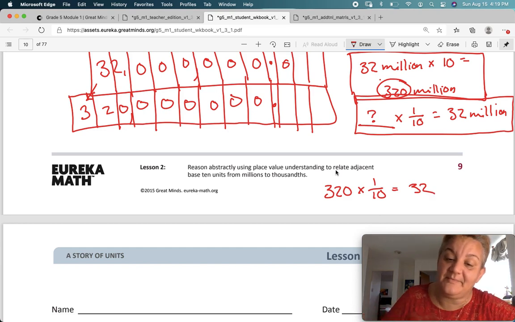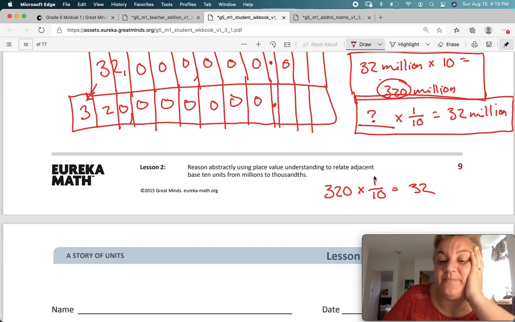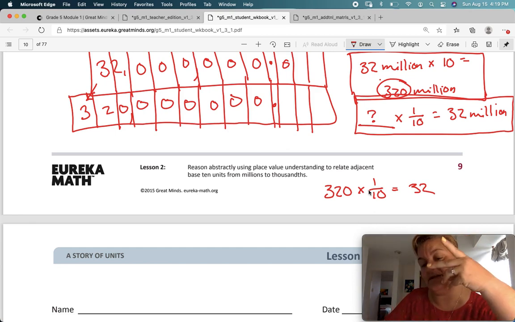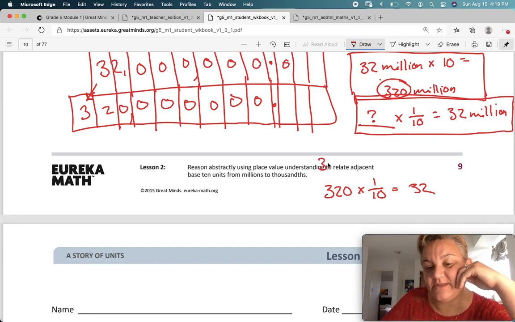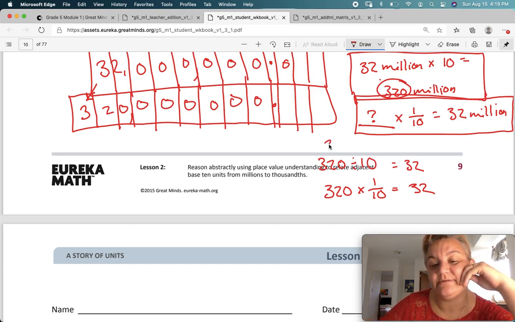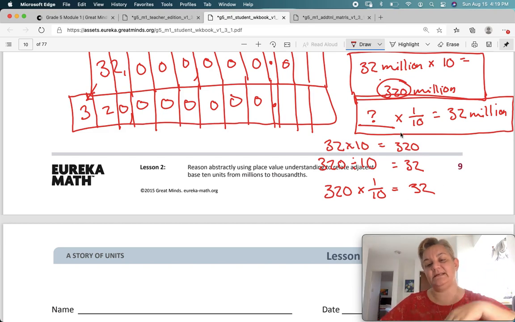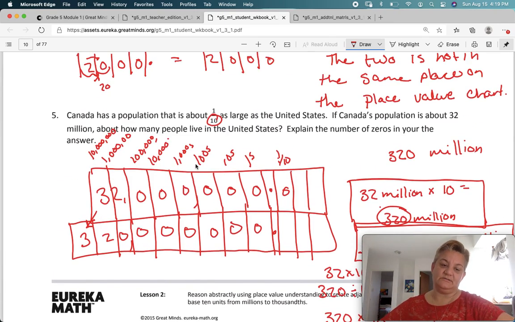And if you remember, multiplication is the opposite of division. So if we have 1/10, we can just flip it around and say 320 divided by 10 equals 32. Okay? Which means we could write it like this too. 32 times 10 equals 320. Okay? We're going to get into that a little bit more. This was a hard question.